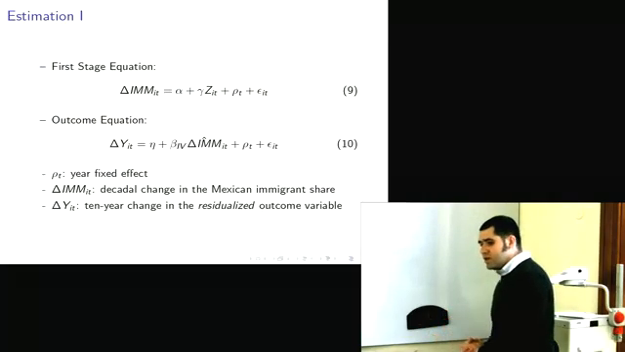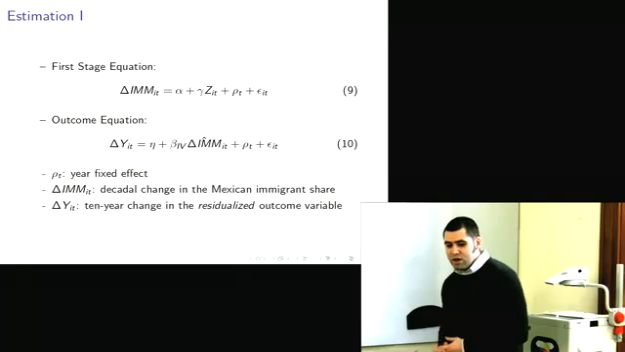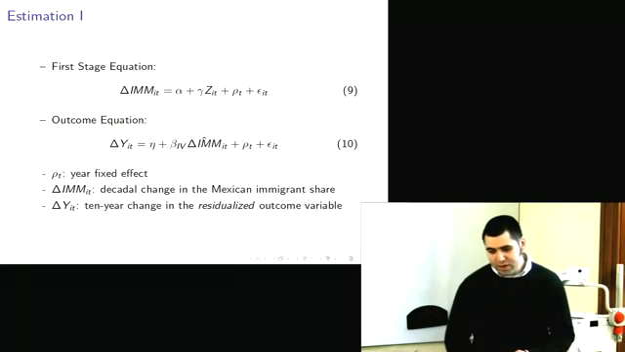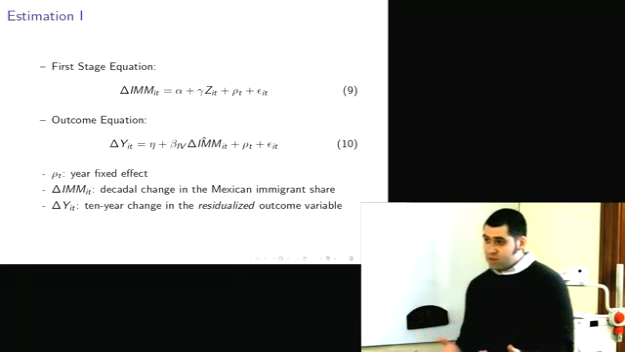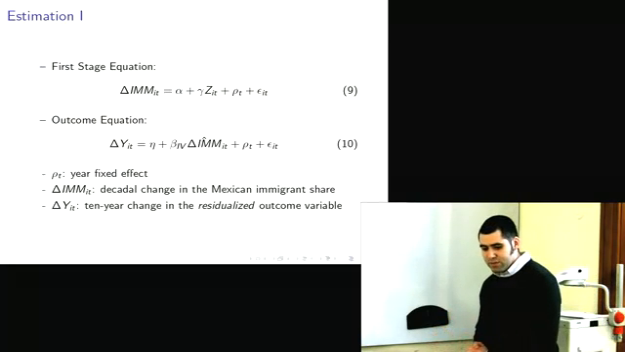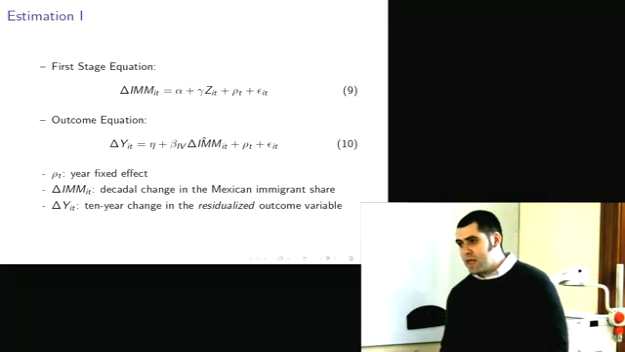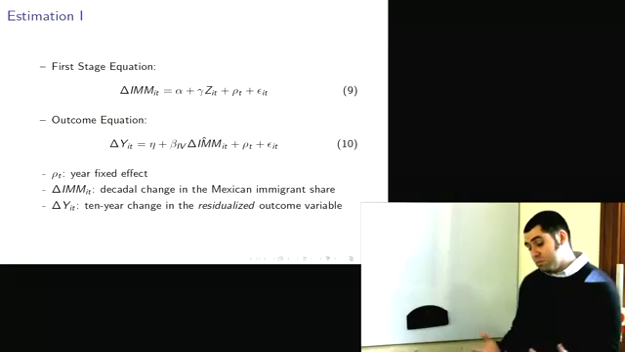So how are we estimating this? Well, in the first stage, we're going to regress the change in the immigrant share on this instrument that I've told you about. The outcome equation, we're going to use the predicted change in immigrant share to study the effect on these outcome variables. And I want to tell you a little bit about what we're doing with these outcome variables. So you'll note that we're using first differences or long differences.